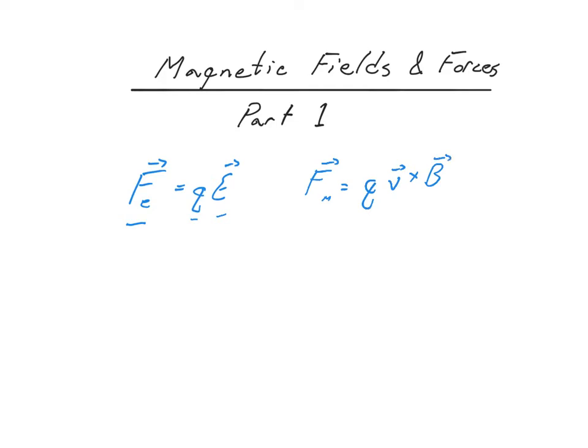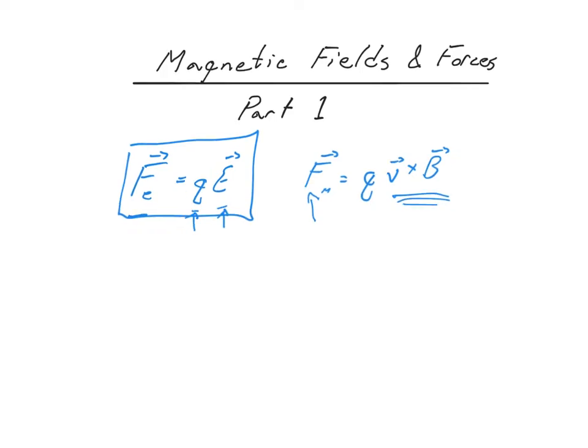A couple things to note: this force, of course, is a vector because you're multiplying a scalar, the charge, by a vector. This force looks like a vector, but it's kind of a pseudo-vector, right? Remember, a cross product gives you what's called a pseudo-vector.